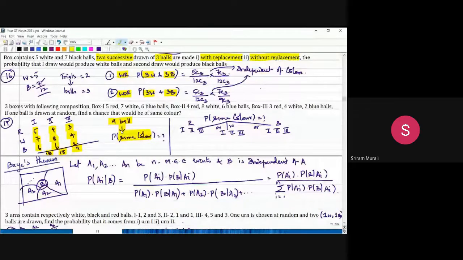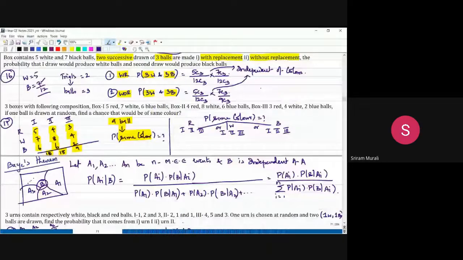If I take a red ball, I should take a red ball in all the bags. If I take a white ball, I should take a white ball in all the boxes. If I take a blue ball, I should take a blue ball in all the boxes. First, have you understood this? Yes, sir.